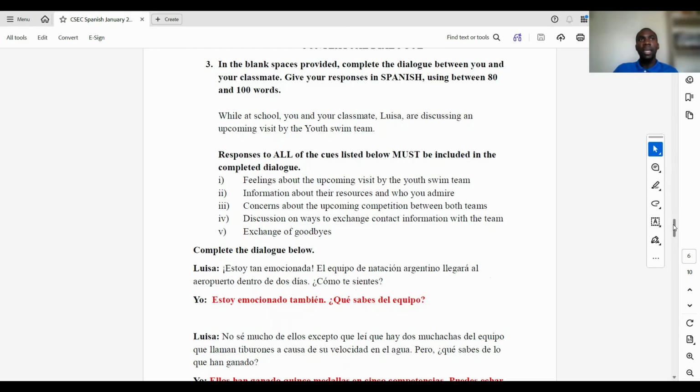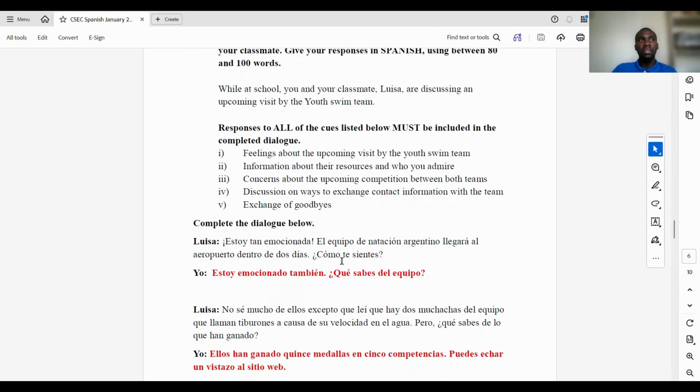So in order to know what I am to say, it is imperative that I look to see what Luisa says afterward. So Luisa says, I apologize if you can hear a truck because a garbage truck has just passed, but hopefully you were unable to hear it. So, no sé mucho de ellos, excepto que leí que hay 2 muchachas del equipo que llaman tiburones a causa de su velocidad en el agua. So, Luisa says, I do not know much about them, except that I read that there are 2 girls from the team that they call sharks due to their speed in the water. Pero, ¿qué sabes de lo que han ganado? But what do you know about what they have won?